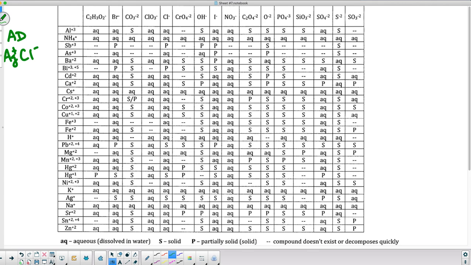So I go up here to silver ion, which is down here because S is silver, and these are put into basically alphabetical order by name. So silver ion, and then I go to chloride. Chloride is right here, and silver is right here, which means that I come down here to this S. S means solid. Okay, so if S means solid, then we have produced a solid, which is good news.